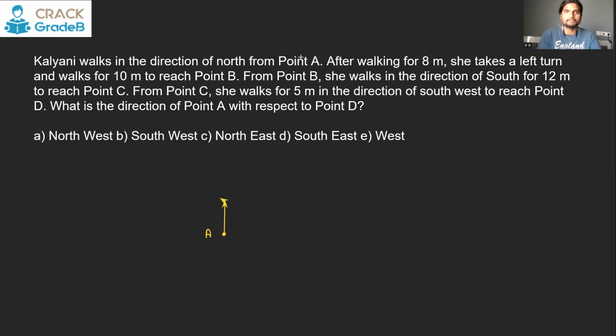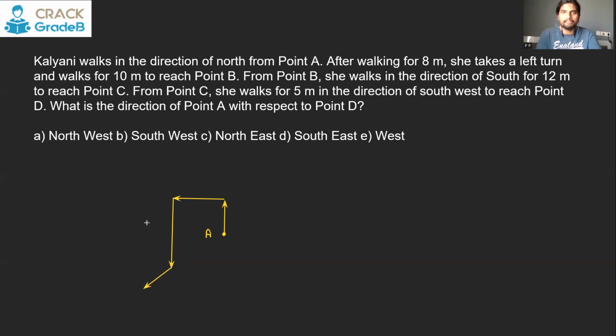After that, she takes left and goes 10 to reach point B. From point B, she walks in the direction of south for 12. So 12 is obviously more than 8, so she'll go beyond A to reach point C. From C, she walks 5 in the direction of southwest. Southwest means this direction. To reach point D, this distance is 5.